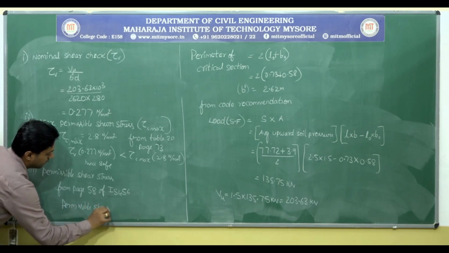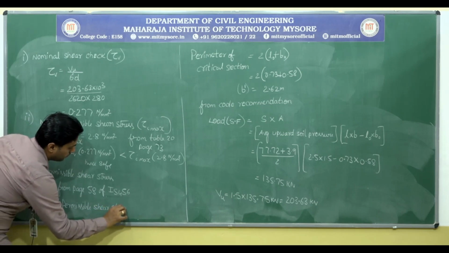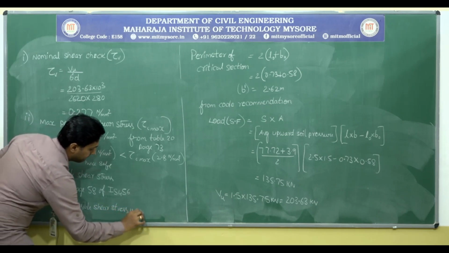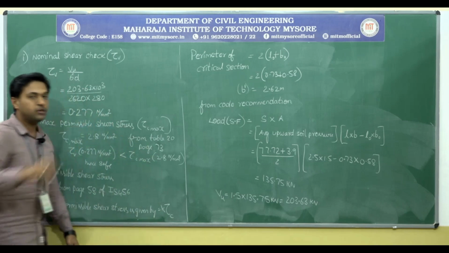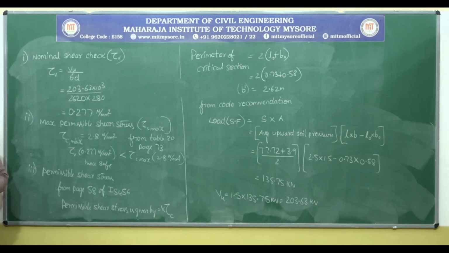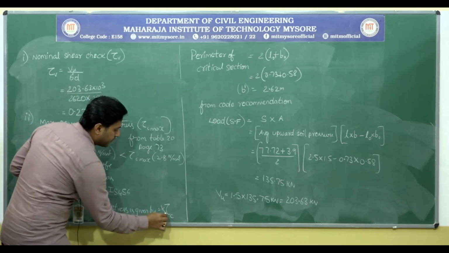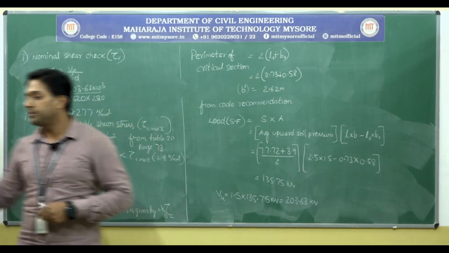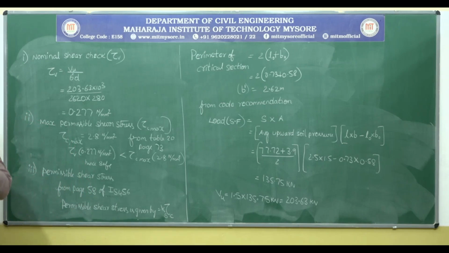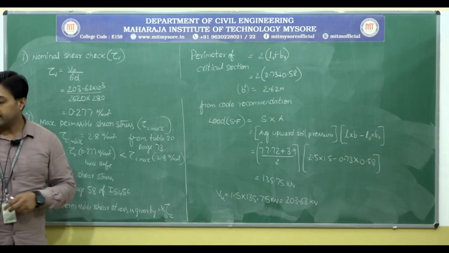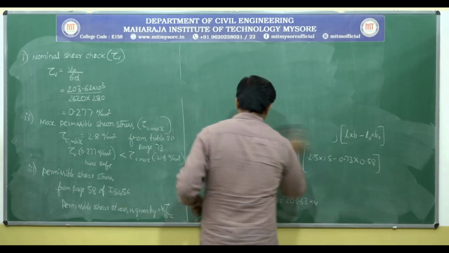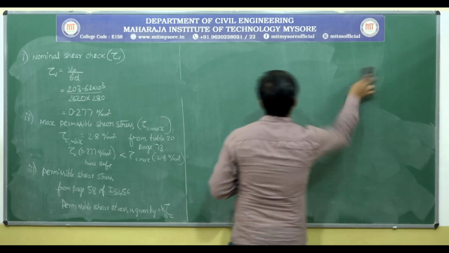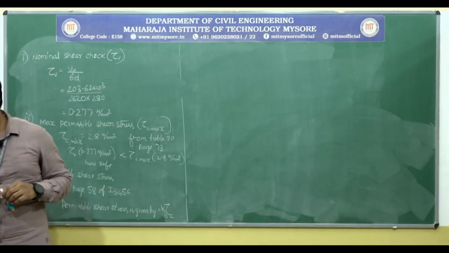permissible shear stress is given by K into tau c. Instead of calling it K, I will be calling it Ks into tau c. So what is the value of Ks and what is the value of tau c? All those things I can easily calculate. Observe here, if you open page 58 of IS 456, you have a formula in that.